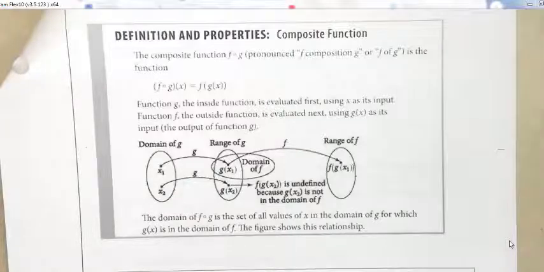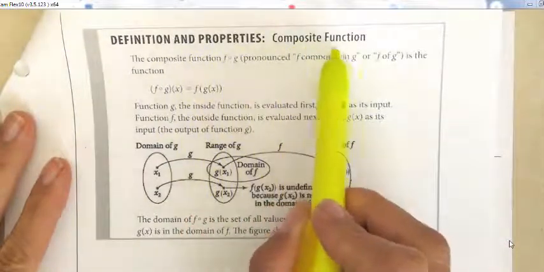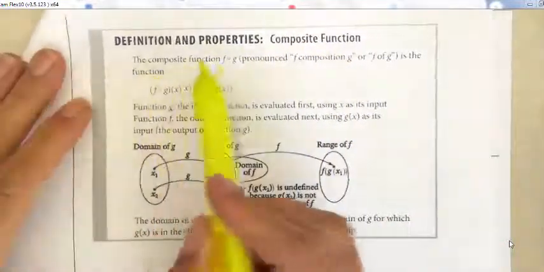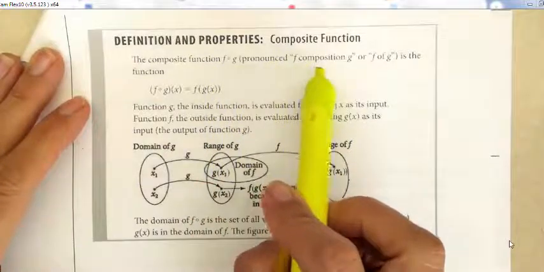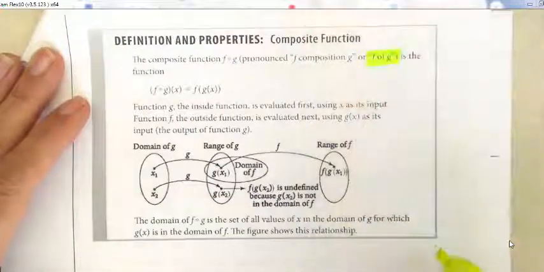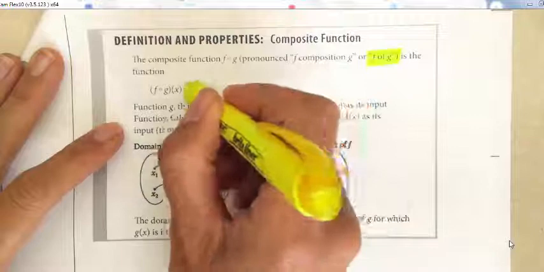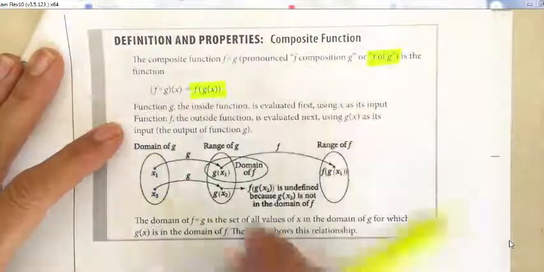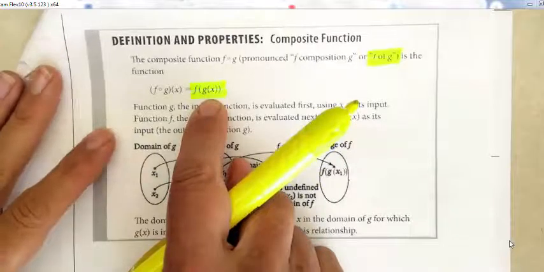So just to sum this all up, this is straight out of your textbook. I just copied this. The definition and properties of a composite function. The composite function f circle g, pronounced f composition g, or this is my preferred way, f of g, is the function, and it can be written either way. You're usually going to see me write it like this. But if you see f circle g, that just means f of g of x.